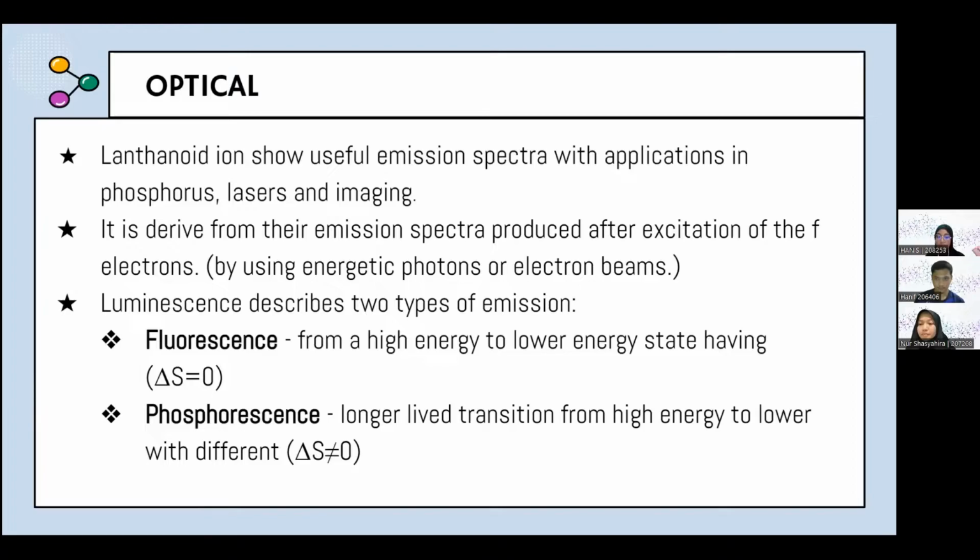Thus, it's called fluorescence. Secondly is phosphorescence, the longer-lived transition from a high energy to a lower energy state with different spin multiplicity, which is delta S not equal to 0. In other words, the emitting levels have different spin than the receiving levels, so it is spin forbidden. So it is slower. Thus, it's called phosphorescence.